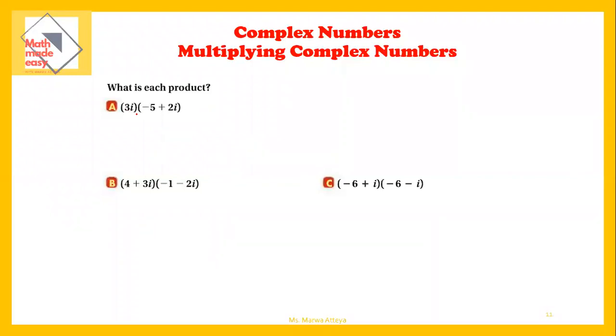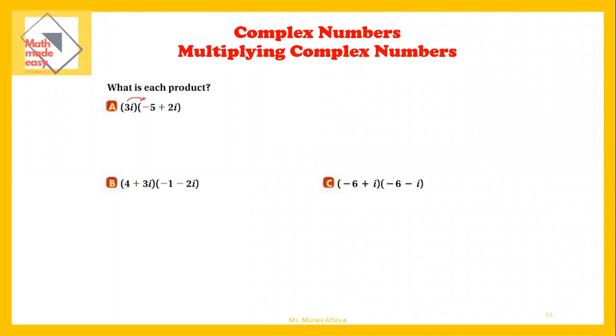And I have 3i, which is a pure imaginary number, multiplied by -5 plus 2i. Now, unlike addition and subtraction, we are going to use distributive property. When we solved addition and subtraction of complex numbers, we used to combine like terms. We would add the real part of the number together and the imaginary part together. In multiplication, it's not the same. You're going to be using distributive property.